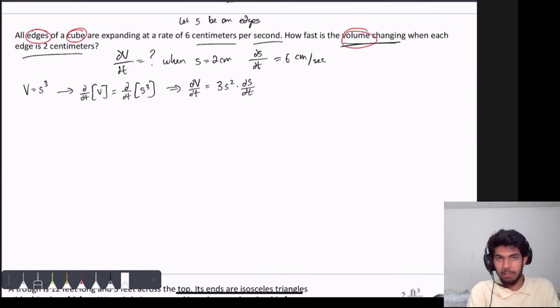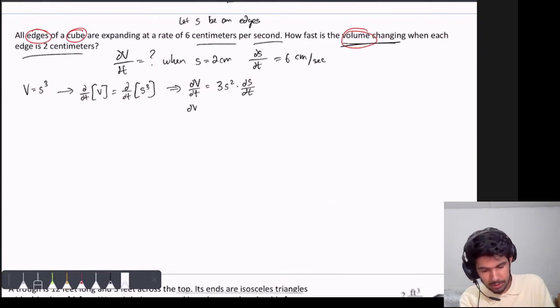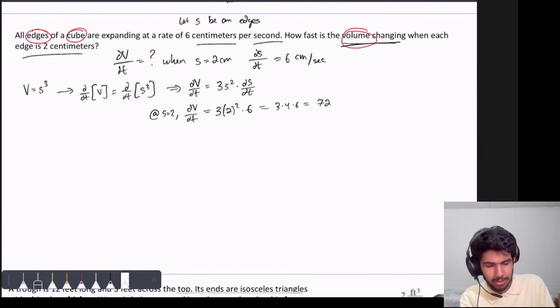We have s and we have ds/dt. So dV/dt at s equals 2: dV/dt equals 3 times 2 squared times 6. That's equal to 3 times 4 times 6, and that is equal to 72 centimeters cubed per second.